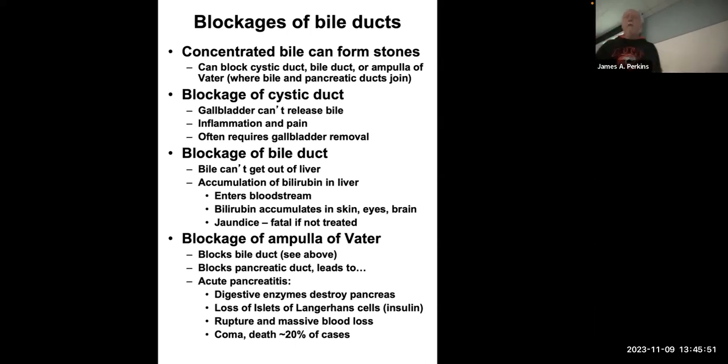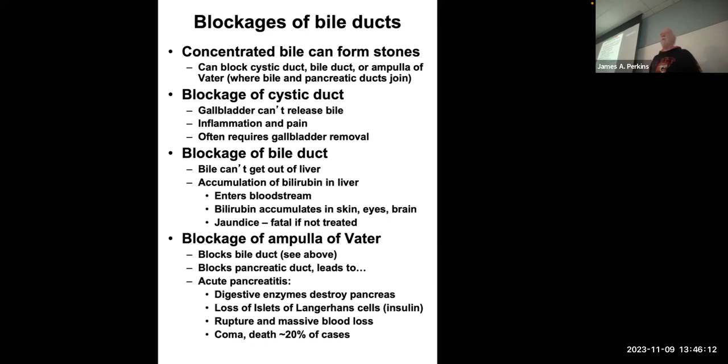This bilirubin is very yellow, and when it deposits in the skin and the sclera of the eye, people look really, really yellow. I've seen photographs of it. It's pretty dramatic. I've never seen it in person myself.